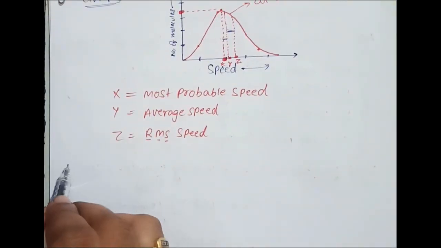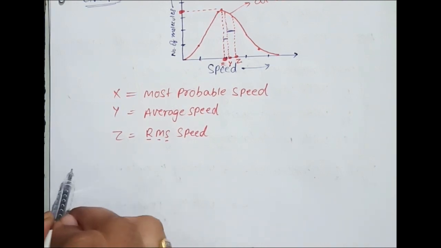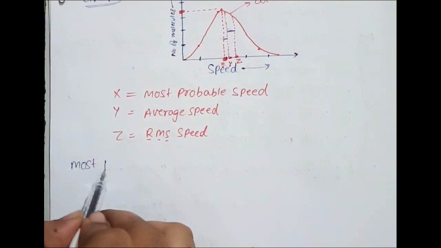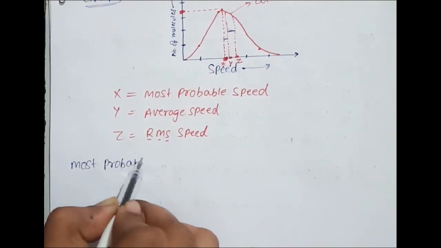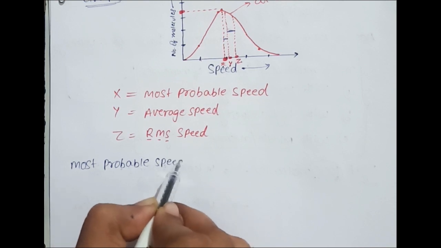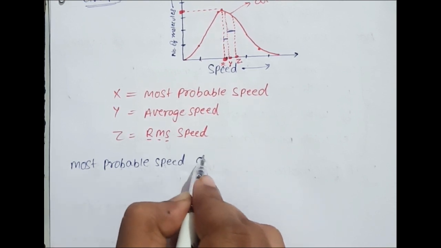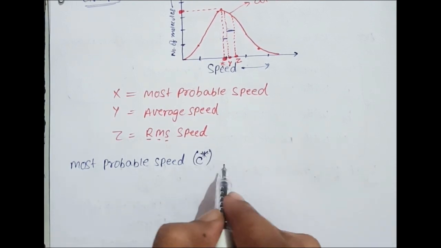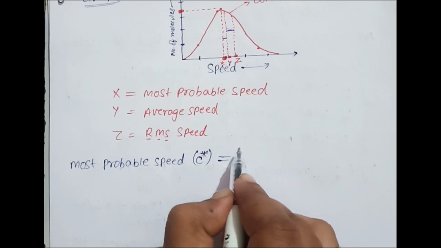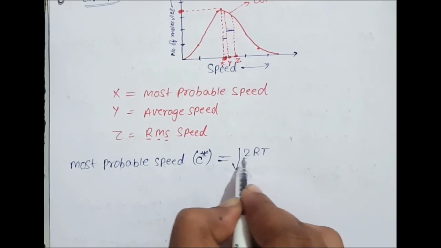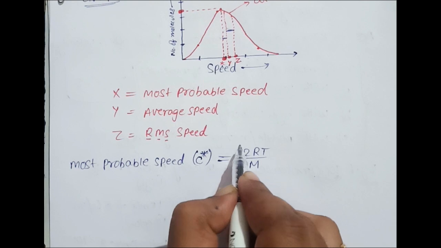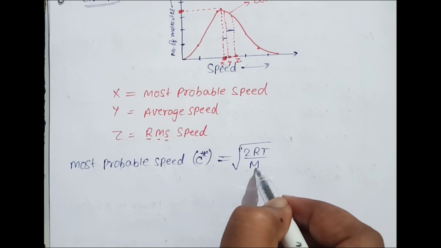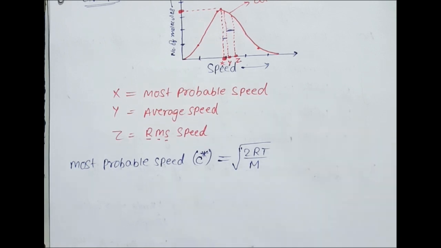Experimentally it is proved. Some derivations are there, which are not necessary for you. In the 10th, 11th or even college level also it is not needed. So I am going directly to those values. The most probable speed, which is indicated by the symbol C star, is equal to the square root of 2RT by capital M. It is not necessary to use C star, but I am giving this symbol, and in many books it is used. Here R is the universal gas constant, T is the absolute temperature, and capital M is the molar mass. Got it?